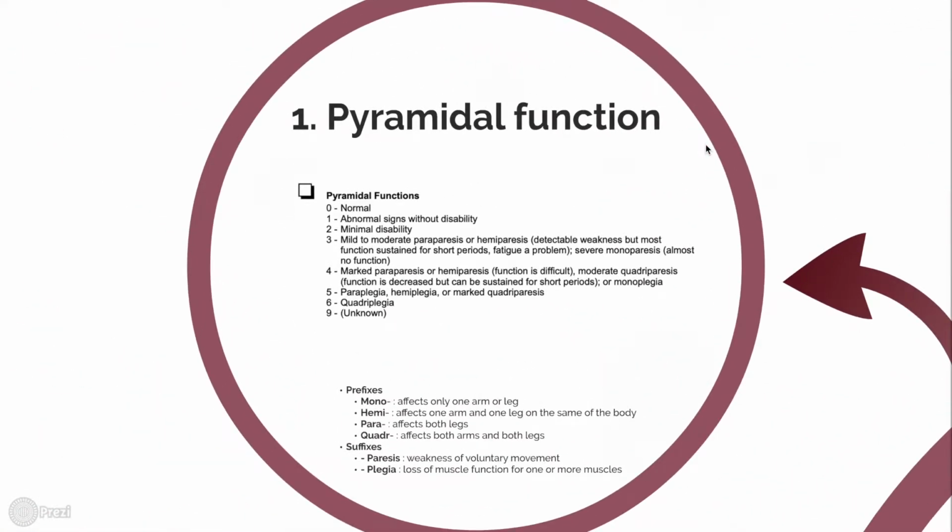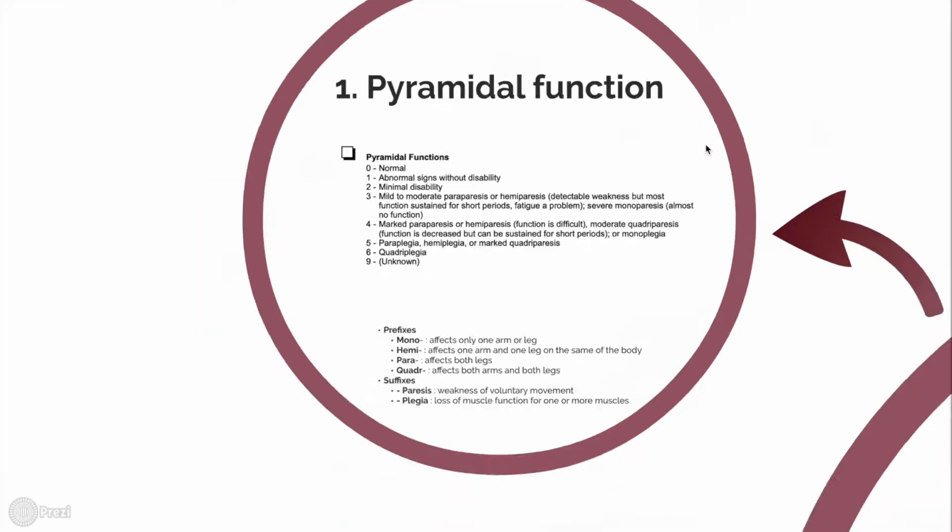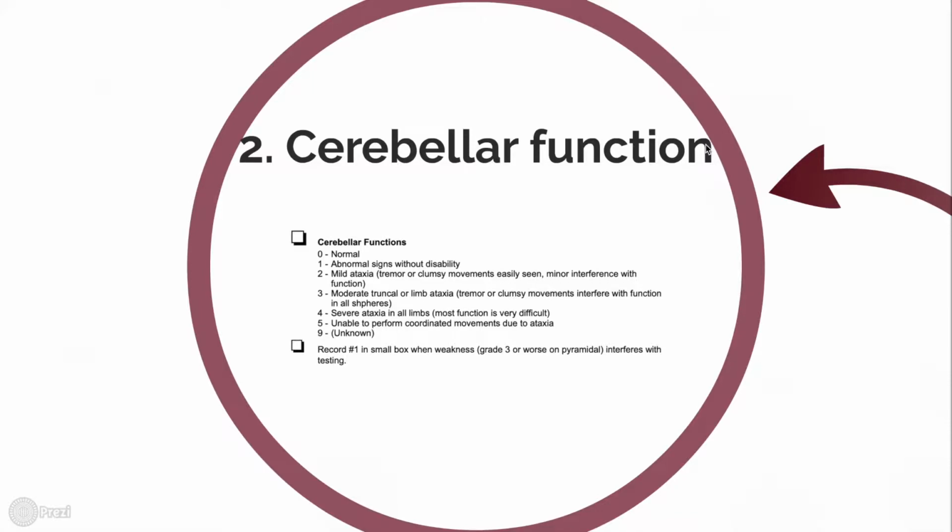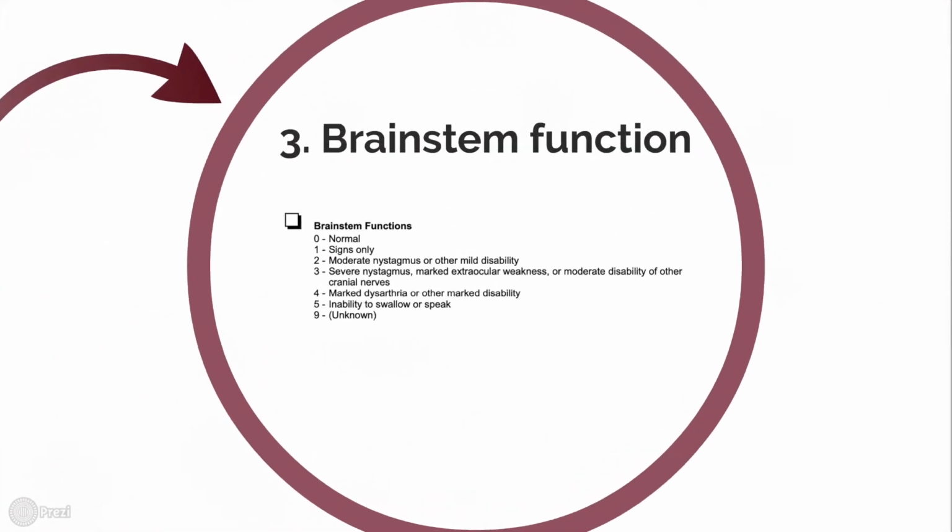When assessing pyramidal function, evaluators seek to identify the following, and the patient is given a score based on these criteria. Cerebellar function is assessed through observation of truncal and limb ataxia. Brainstem function is assessed for problems with speech, swallowing, and nystagmus. Inability to swallow or speak is designated a score of +5.